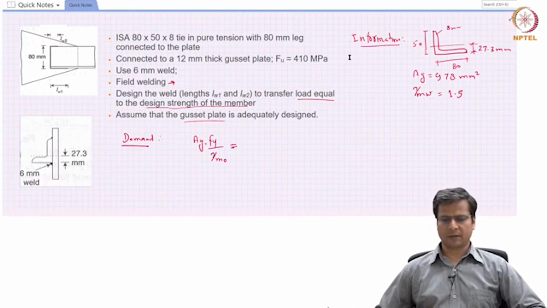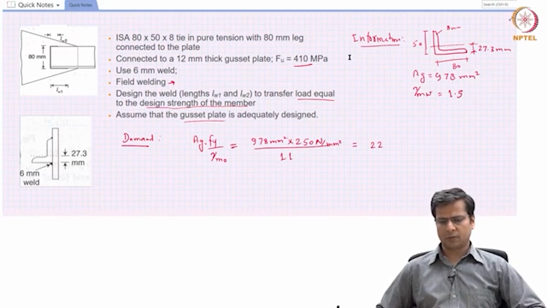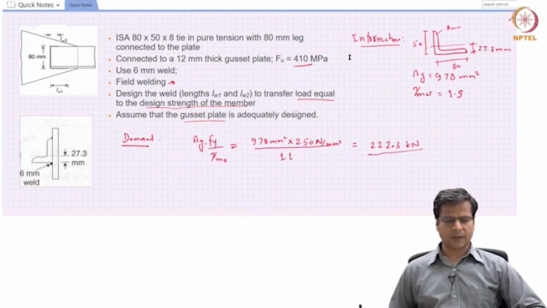So the gross cross-section area for the angle we had calculated already, 978 millimeter squared, multiplied by yield strength. Fu for this metal is 410, and this is E250 steel, so the yield strength will be taken as 250 Newton per millimeter squared, divided by a factor of safety of 1.1, and this can be calculated as 222.3 kilonewton. So that is the design tensile strength of the angle, and it is required that the gusset plate be designed to match this strength. Sorry, the weld should be designed to match this strength.